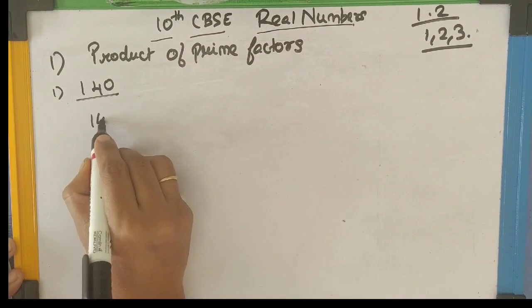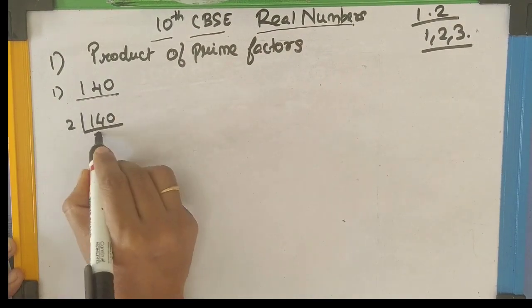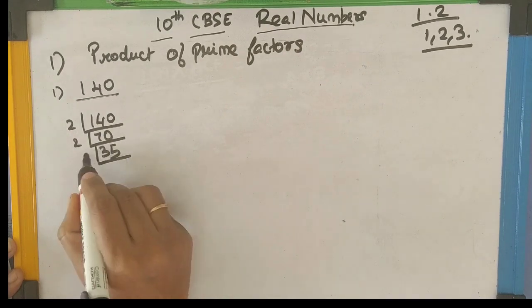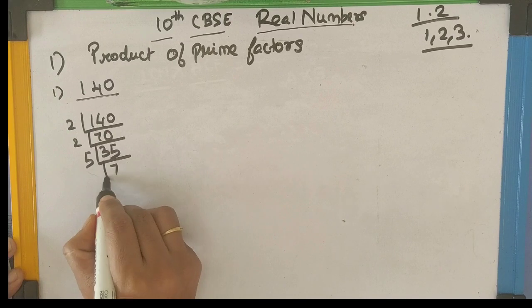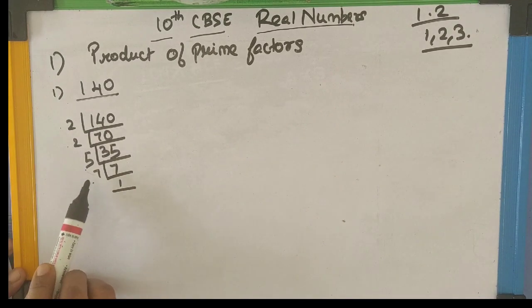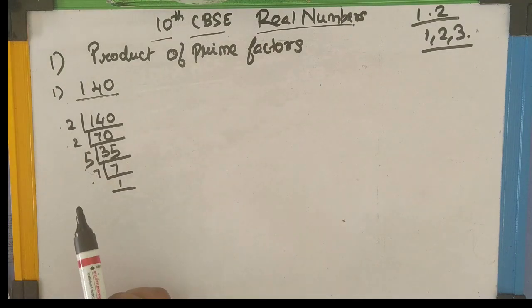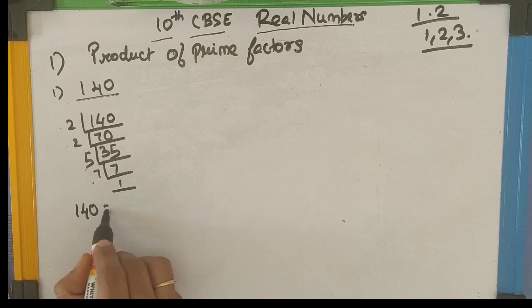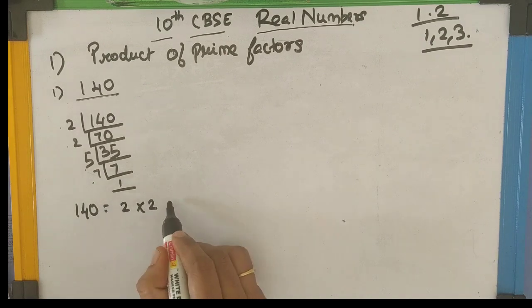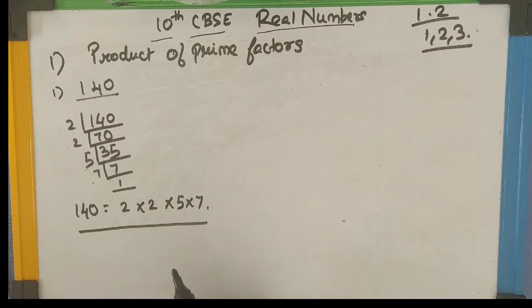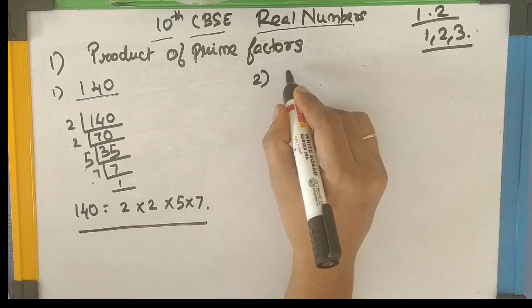The first question is, we have to find the product of prime factors. The first number is 140. We have to find the factors. That is 140 divided by 2 equal to 70. 70 divided by 2 equal to 35. 35 by 5 is 7. 7 by 7 is 1. So here 2, 5 and 7 are the prime factors. So 140 is equal to 2 into 2 into 5 into 7, that is 2 squared into 5 into 7.